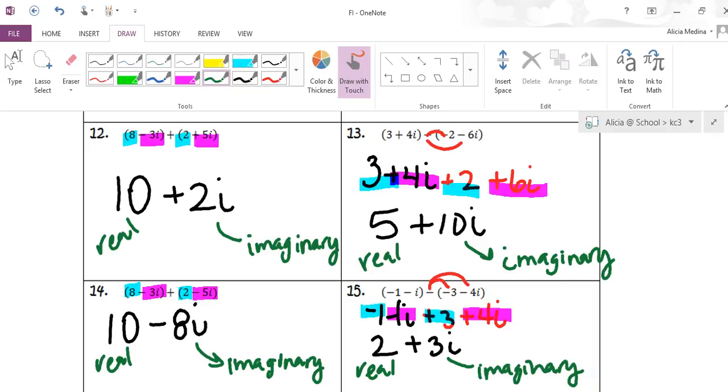And that brings us to the end of this video. So adding and subtracting, very similar to when we had normal variables, except for now we just have an i. And that i does represent the square root of a negative 1. And you can go ahead and move on to the next activity. Good luck!